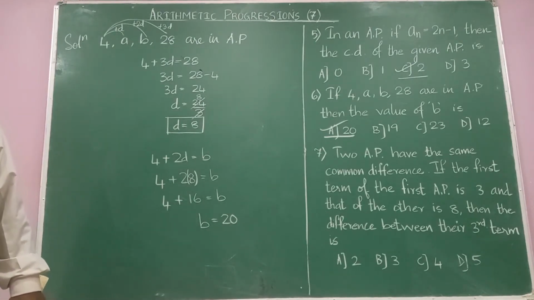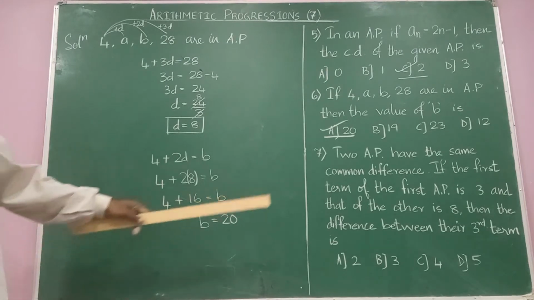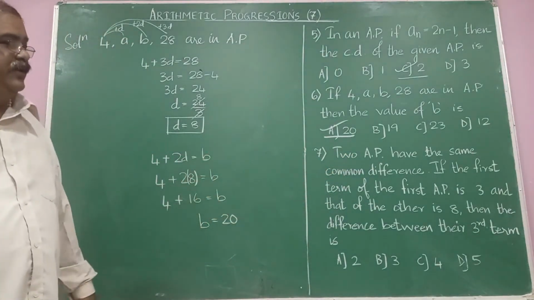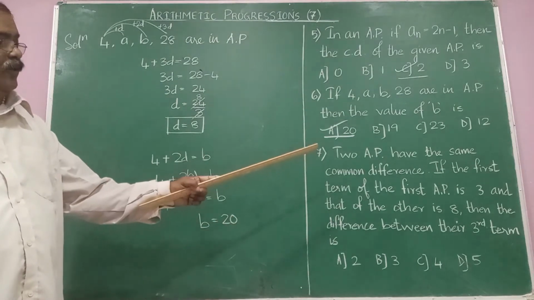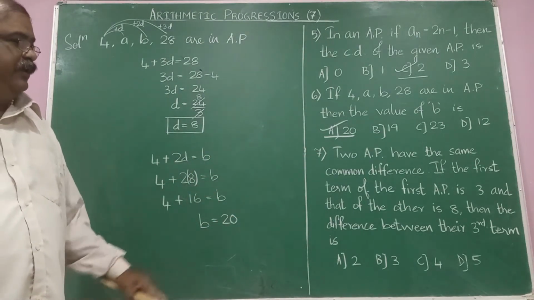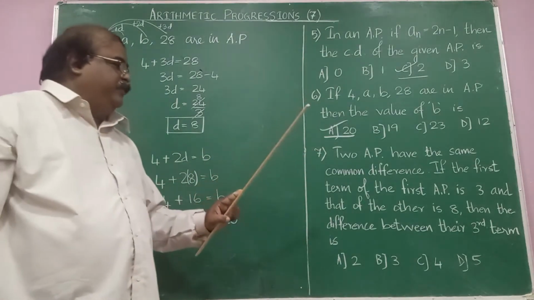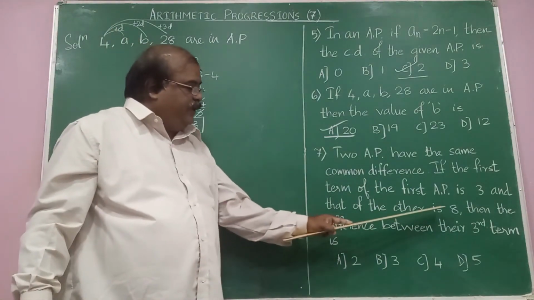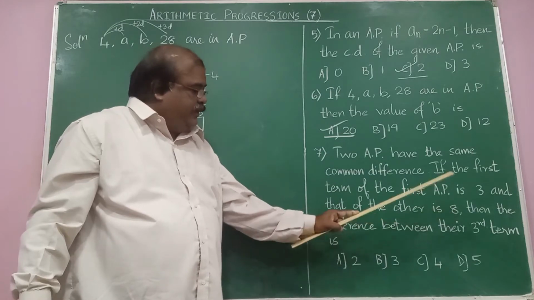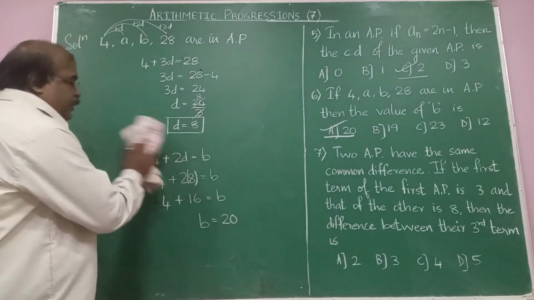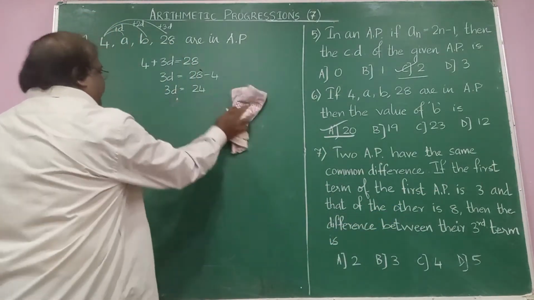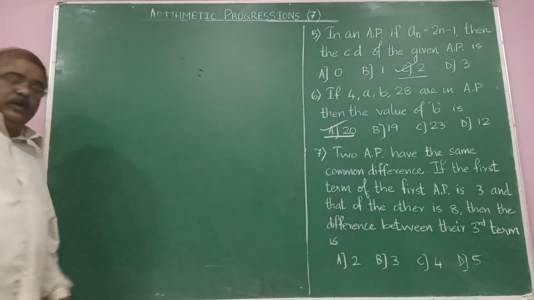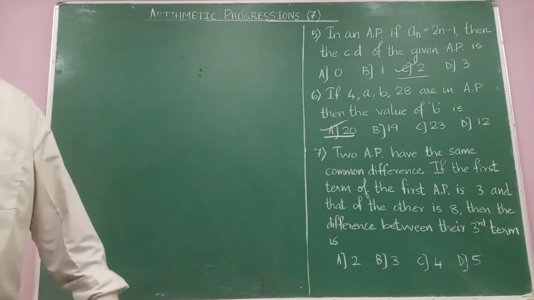Now in my next sum, what is given to you? Two arithmetic progressions have the same common difference. If the first term of the first arithmetic progression is 3 and that of the other is 8, then the difference between their third terms is. What is given to me? What will be the difference between their third terms?